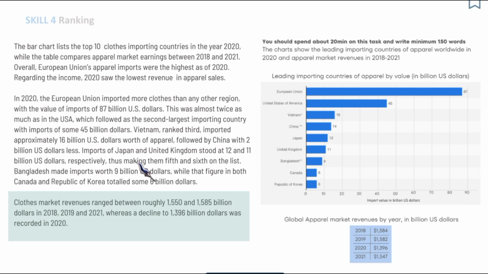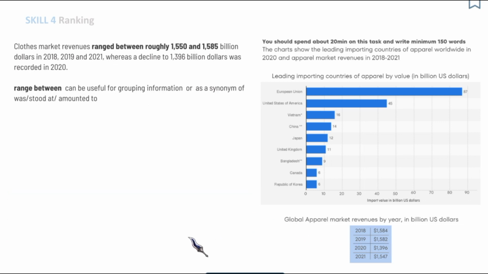Finally, the shortest paragraph in this report is the last paragraph, which corresponds to the table. In this paragraph, I have used the phrase range between. It is a verb, and we have already seen this word in our previous report. So this word is very useful for grouping information. Let's have a look at the table.